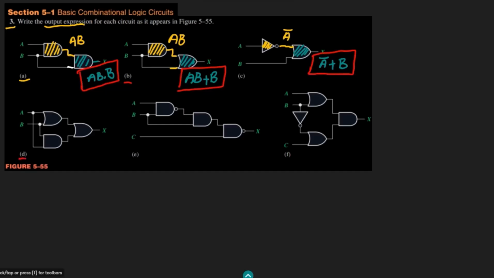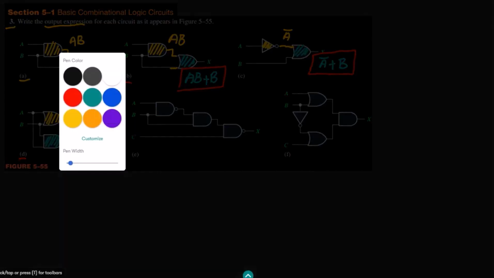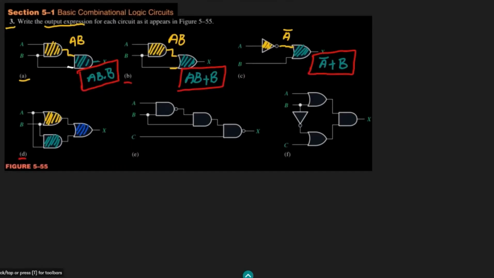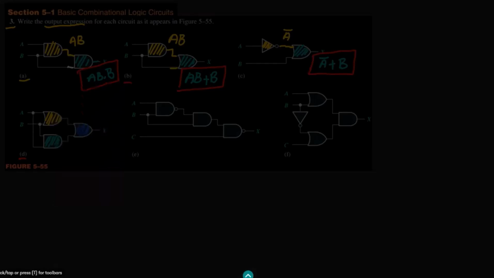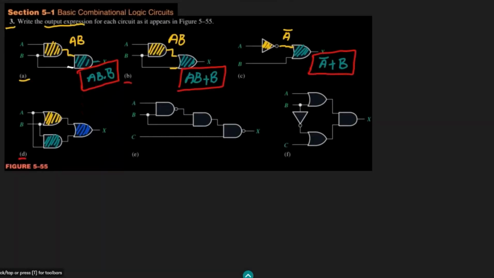Now moving towards part D here, let me use the colors. Let me first use this yellow color for the first gate, which is the OR gate. Similarly, this color for this second AND gate, and the third gate, which is this OR gate, giving it this blue color. Now the first two inputs applied to this gate are A and B. So at the output of it I will get A plus B, because this is the OR gate, and similarly to this gate the same inputs are applied, and here we will get AB.